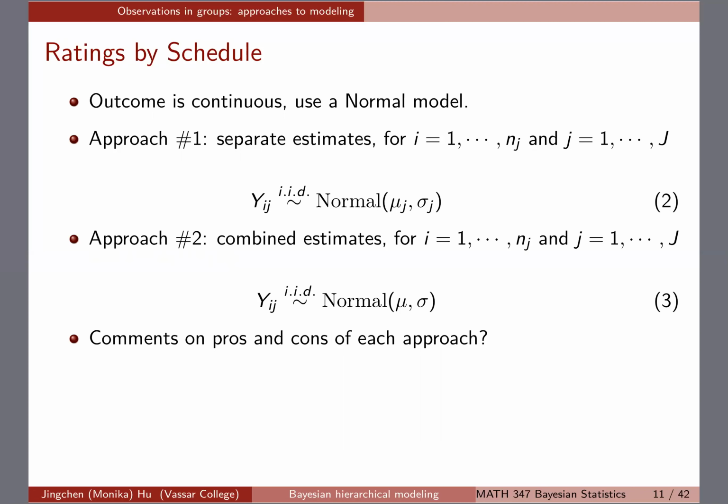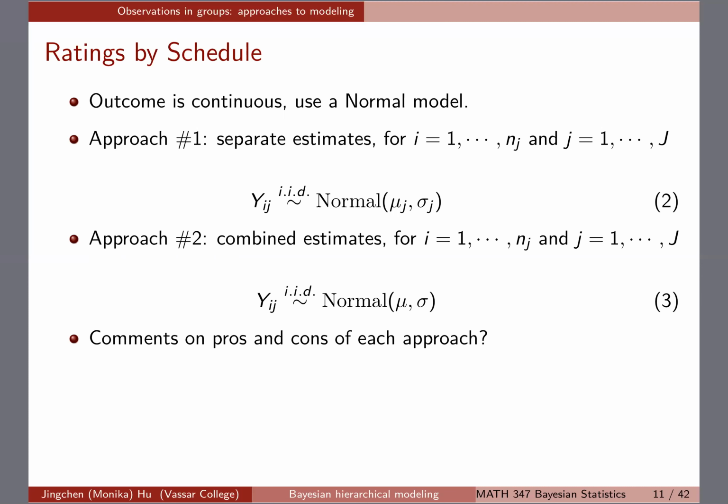But you can also look at another approach, which I labeled approach number 2. Here I just don't care about different schedules. I just want to make inference for the entire sample, so I can combine them. That means my index of i and j actually just reduces to i, and I'm giving it a normal distribution with the same mean and the same standard deviation sigma. We've seen a version of this in the past.